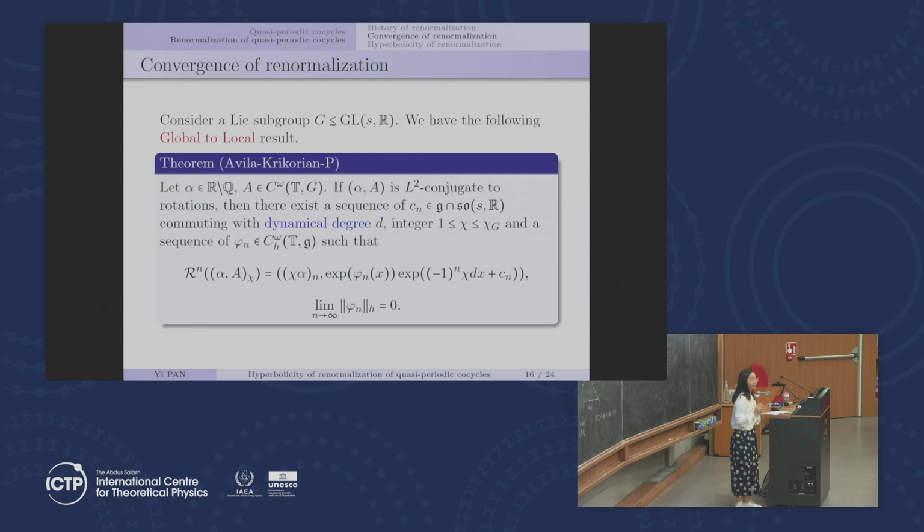But still, since phi goes to 0, the idea is starting from an alpha A L2 conjugate to rotation, and starting from the model alpha exponential dx plus c, along renormalization, the orbit of the two will go closer and closer. So I will write this form down and refer to it later. So our limit shape is this one.